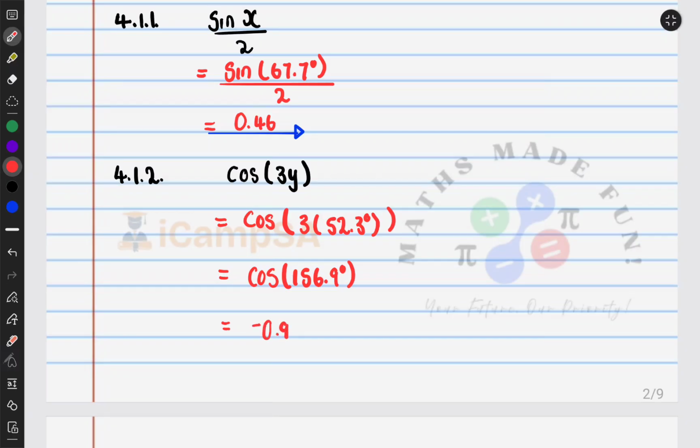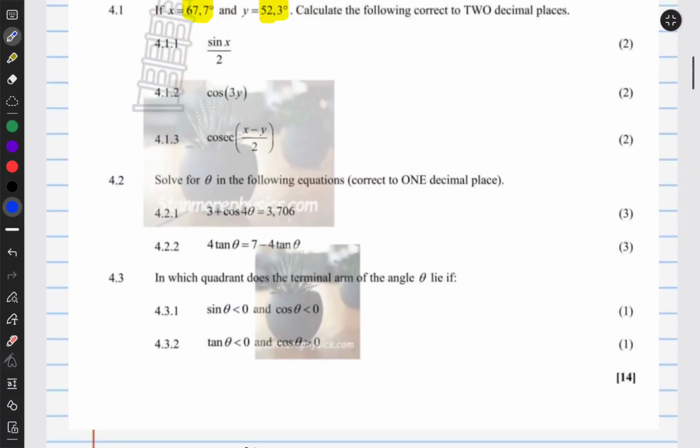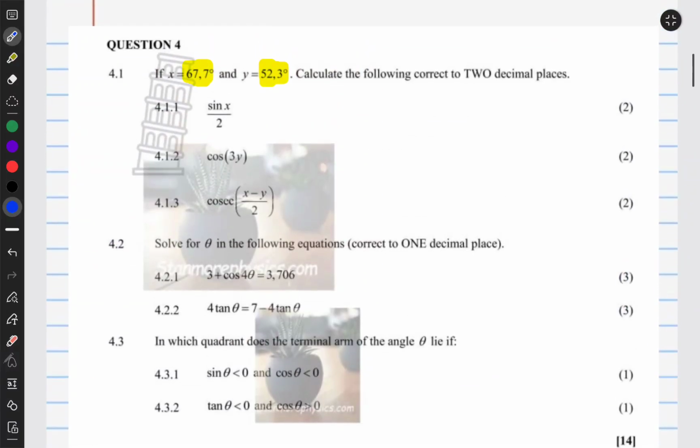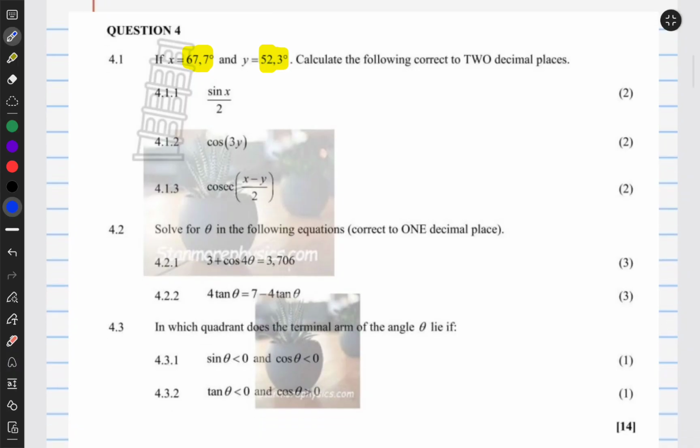And that makes sense because now the angle is greater than 90 degrees but less than 180 degrees, which means the angle falls into the second quadrant, and in the second quadrant only sine is positive. Remember that.